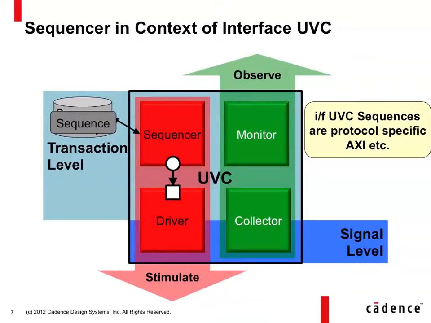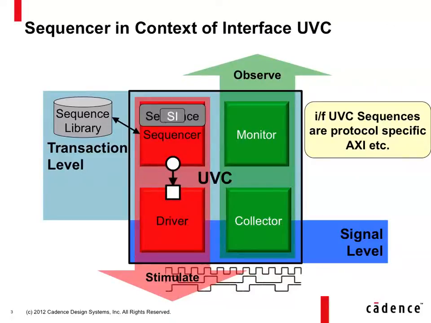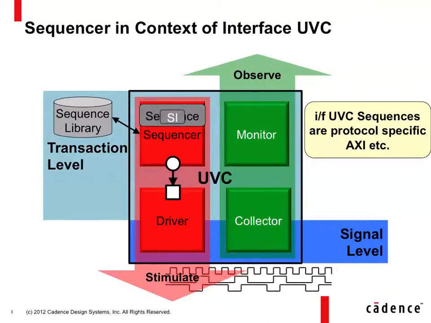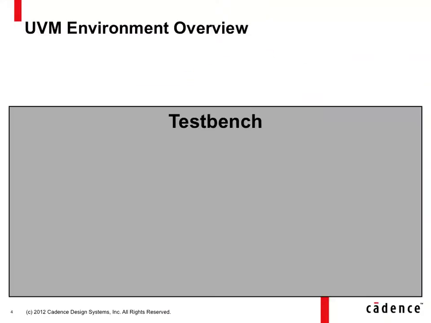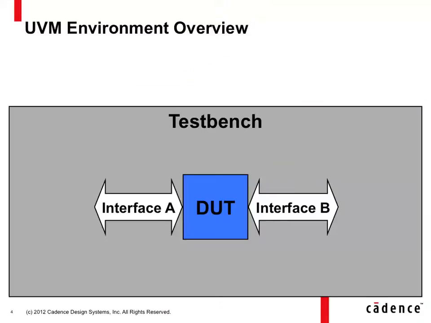So if you remember, in an interface UVC, we're taking a sequence, executing them on a sequencer, and handing down protocol-specific sequence items into a driver. The driver then pushes it into the device. So that's all good. So we can deal with a particular protocol in an interface UVC. But what are we doing in a real test bench, right?